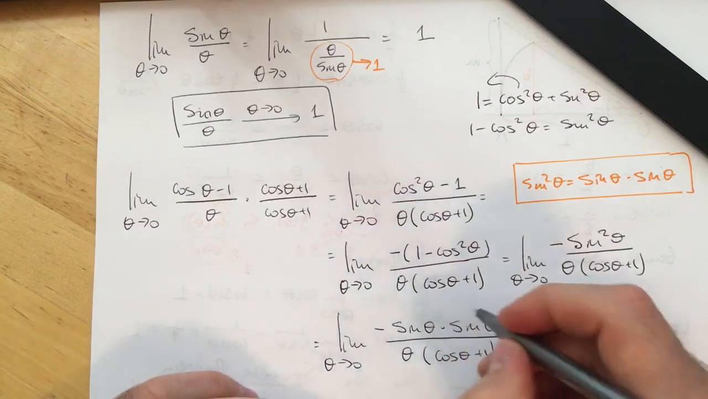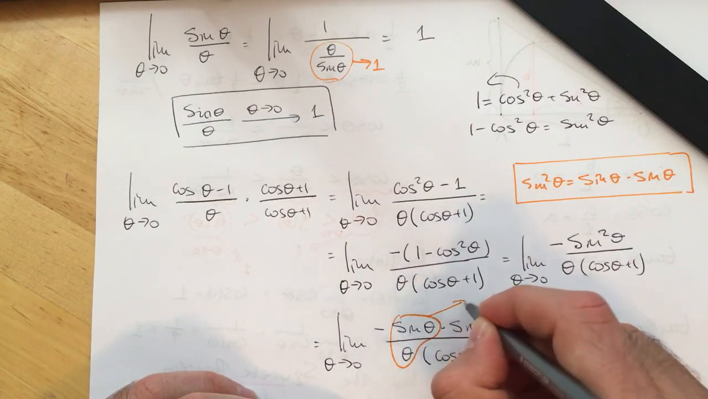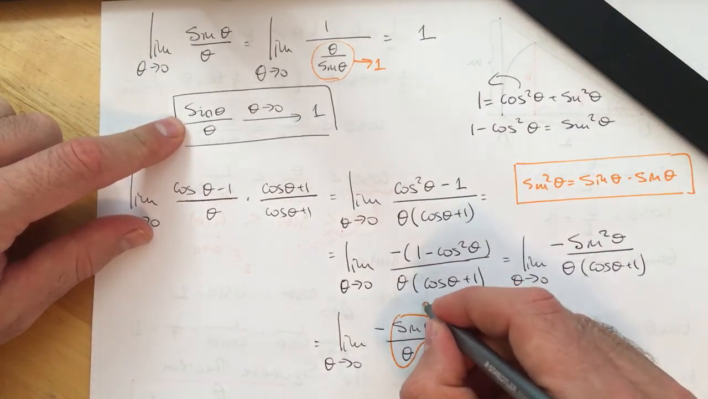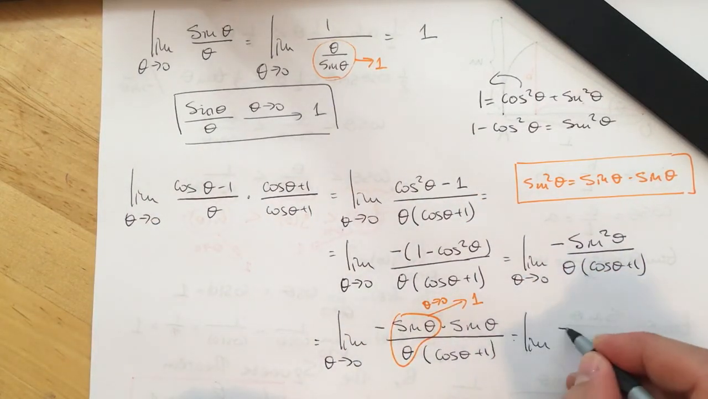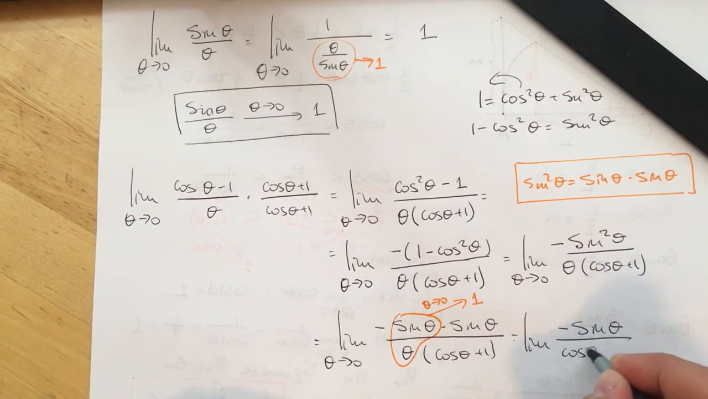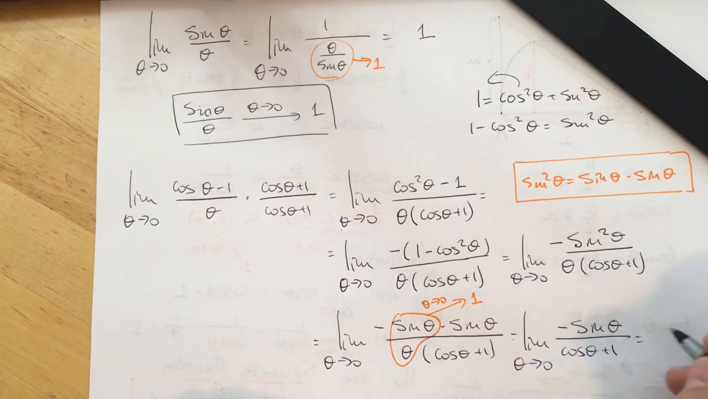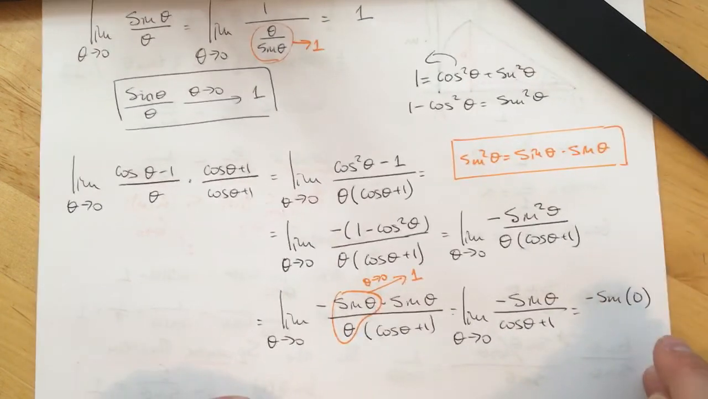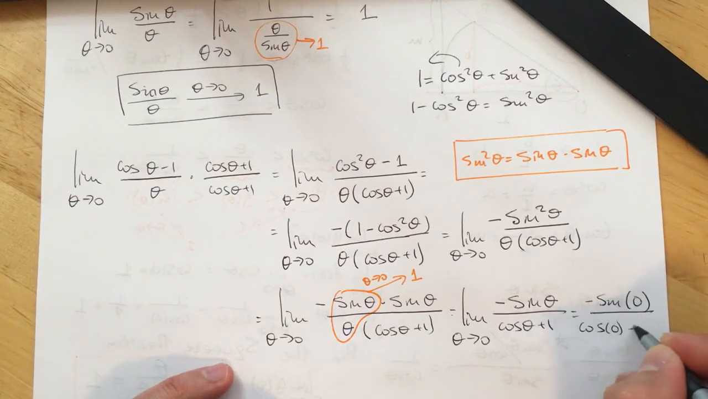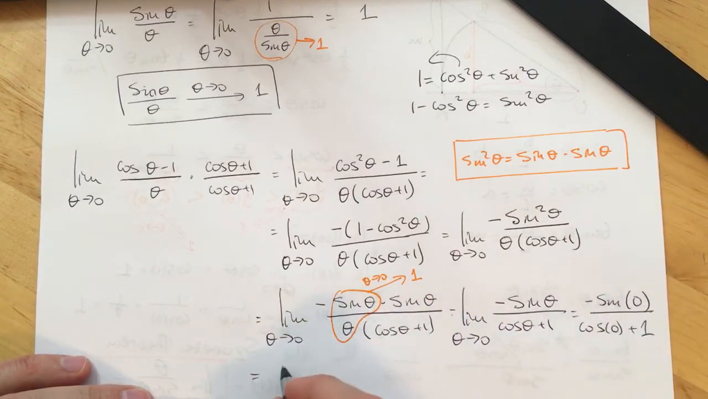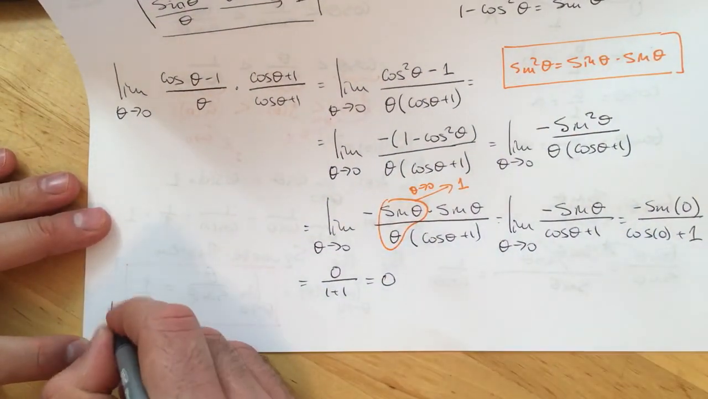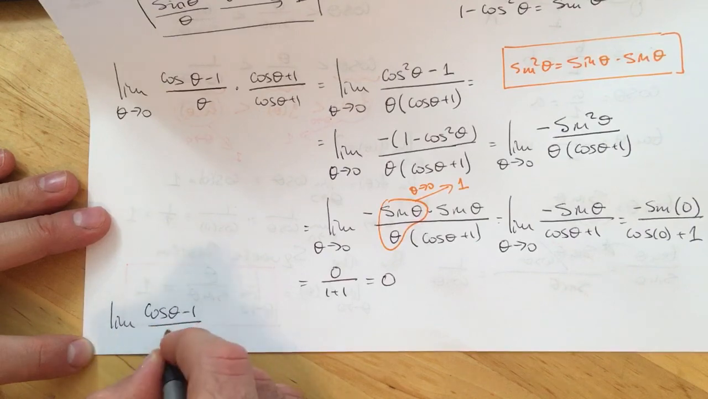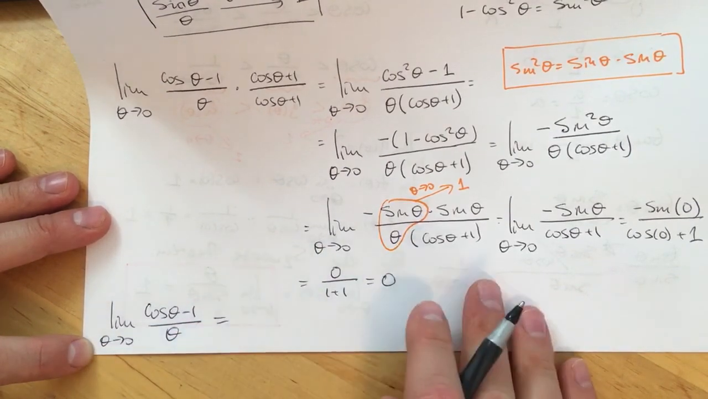And now this limit, you already know it. Sine of theta over theta as theta goes to 0 approaches 1. And this goes to the limit of negative sine of theta over cosine of theta plus 1 as theta goes to 0. Use direct substitution and you get negative sine of 0 over cosine of 0 plus 1. Now you should know that sine of 0 is 0, cosine of 0 is 1, 0 divided by 2 is 0. So basically we have just proved that the limit of cosine of theta minus 1 over theta as theta goes to 0 is equal to 0.